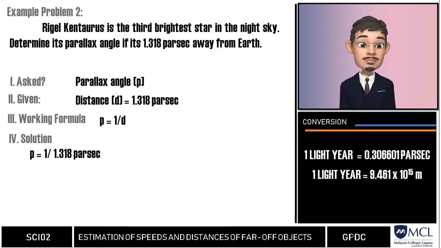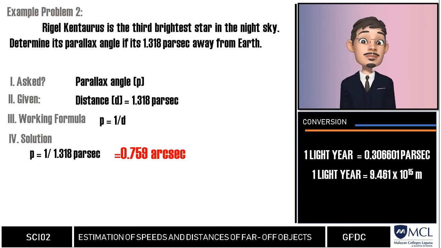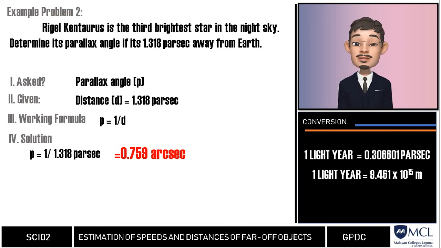Then, we will perform the operation as indicated. 1 divided by 1.318 parsec, and the final answer is 0.759 arcsec. This is the parallax angle of Rigel Centaurus.